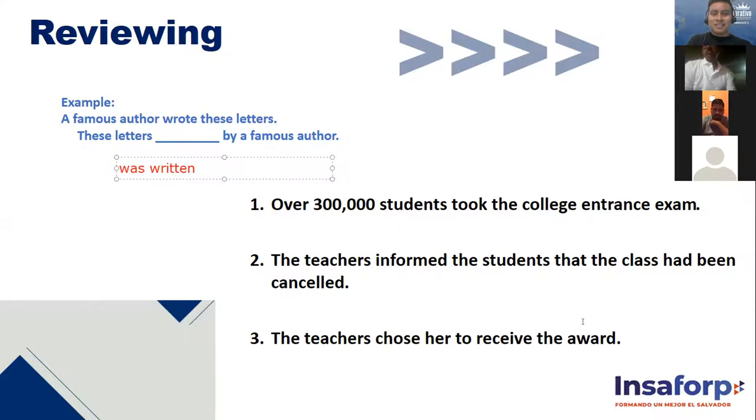Let's analyze this. These letters was written by a famous author. Here we use the word "letters", which is plural. Okay, so what do we say then? Were written. Awesome. There you go, Alex. Exactly. We do not say "was" because letters is plural. Therefore, we say "were written."